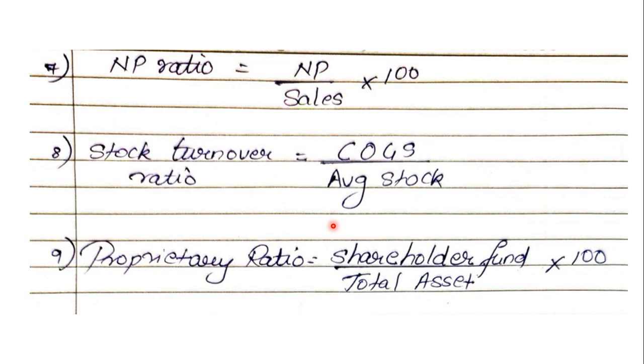Okay, next we have net profit ratio. So that's nothing but net profit after tax or net profit upon sales into 100. Stock turnover ratio is COGS, that is cost of goods sold upon average stock, that is opening plus closing divided by 2. Next is proprietary ratio, that is shareholders fund, that is equity plus reserve and surplus less fictitious plus the preference capital upon total asset, which is fixed asset plus current asset plus investment into 100. Okay, you all can note down these are the next three.